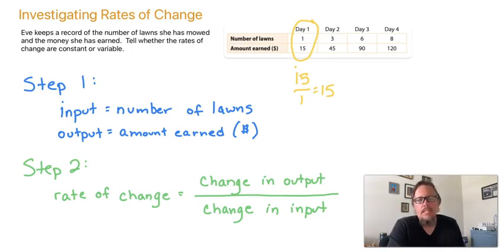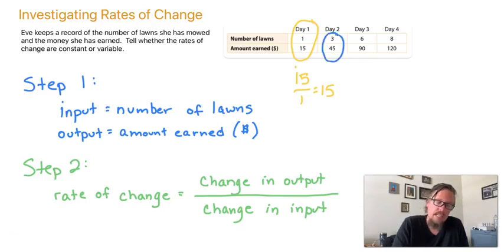Constant means it's the same every time, and variable means it varies or it's different every time. So I'm going to do this same process, the same math, for days 2, 3, and 4. If I get 15 every single time, it means the rate of change is constant. And if I get a different value for even one of these days, it means the rate of change is variable. So like if day 2 and day 3 are also 15, but then day 4 is 16, the rate of change would be variable. But if they're all 15, that means that the rate of change is constant. So I need to do all of them to make sure that it's constant.